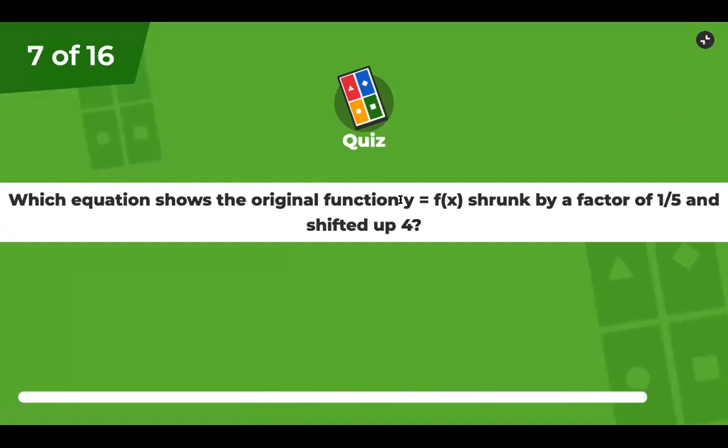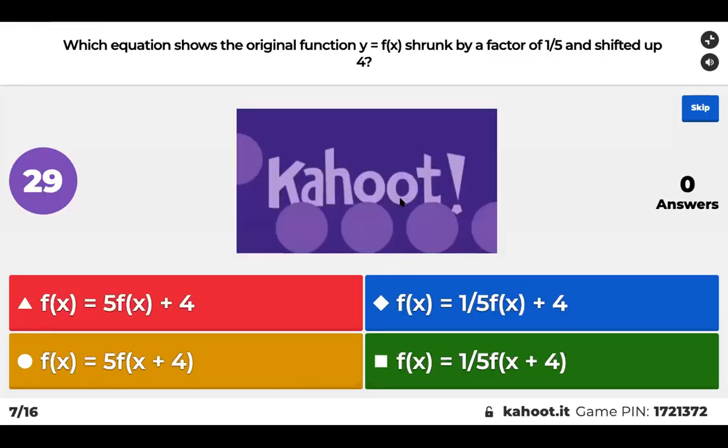So this is more of a shifting problem. So you're trying to think of the equation that would be shrunk by 1/5 and shifted up 4. Think about that, like what we did last Monday. What does it mean for a graph to shift up 4? What would that look like in the equation? And it had a vertical shrink by a factor of 1/5.